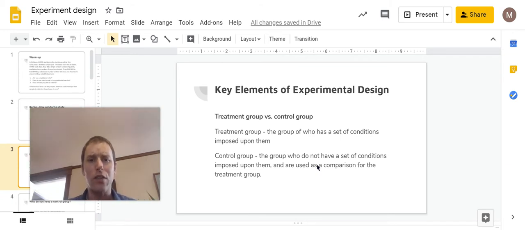Designing an experiment is really hard to do. It's hard to do well. The first key element of the design is you have to have both a treatment group and a control group. There has to be a treatment group, a group of people who have a set of conditions imposed upon them, and then a control group that does not have those conditions, so we have some point of comparison.